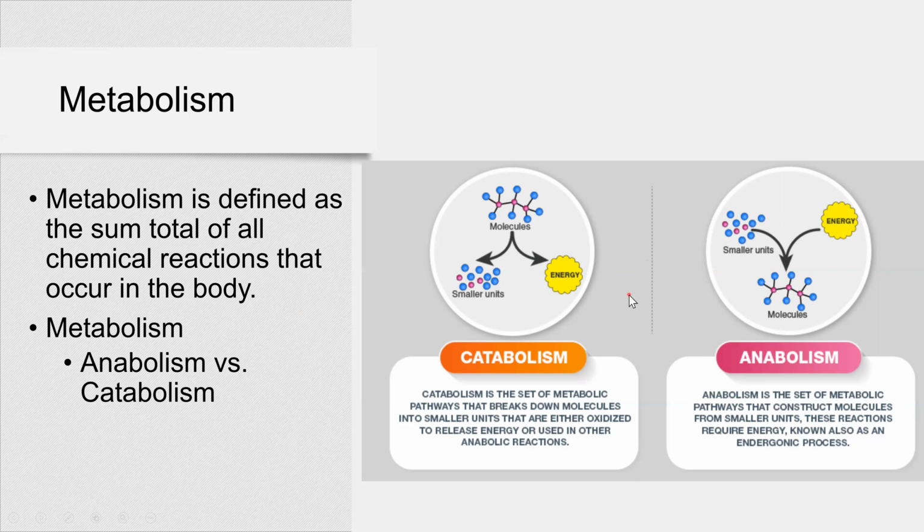And metabolism is divided into 2 parts, catabolism and anabolism. Catabolism is a set of metabolic pathways that breaks down molecules into smaller units that are either oxidized to release energy or used in other anabolic reactions. So in catabolism, you break large molecules into smaller molecules. And anabolism is the set of metabolic pathways that construct molecules from smaller units. This reaction requires energy, known also as endergonic reactions. So you can see over here, you break a large molecule into smaller units and release energy, or you start with smaller units, you use energy to build larger molecules, right? But when you break or build something, that requires chemical reactions, right? So that's a part of metabolism.